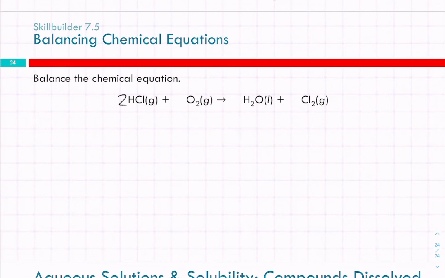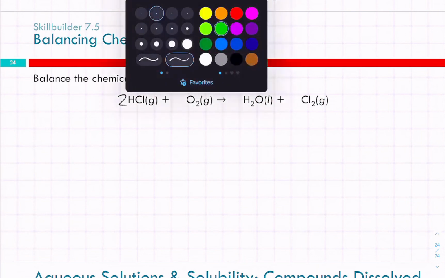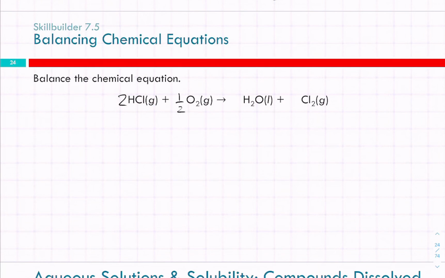But if instead we balance the oxygen on the side where it's the single oxygen by itself, like we did with the 13/2, now we want one of these 2 oxygens. So switch back to black. We'll say half of that. Now we just take everything and multiply by 2. And so we'll get 4 HCl plus 1 oxygen, 2 H2O plus 2 Cl2.